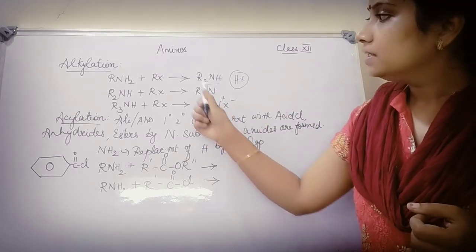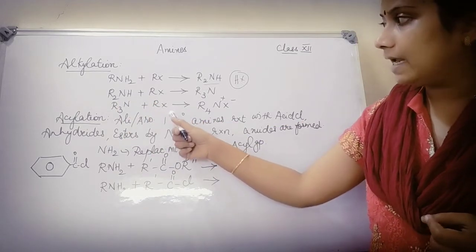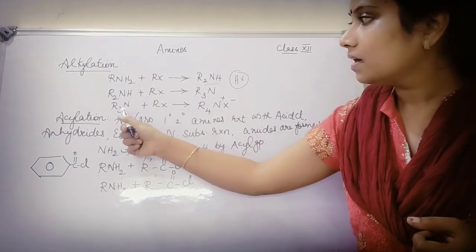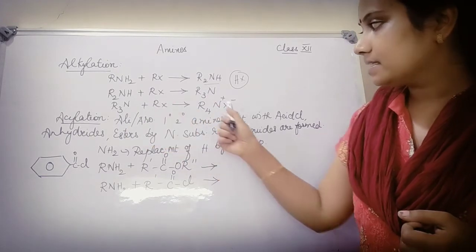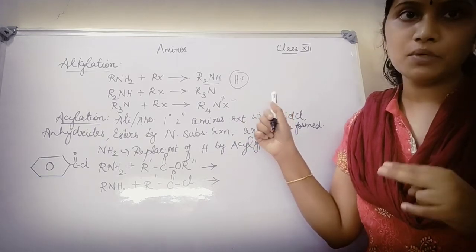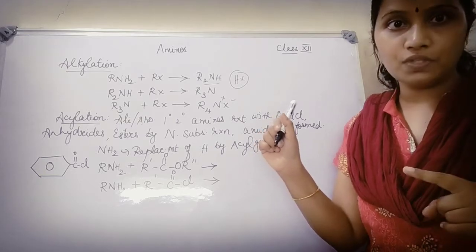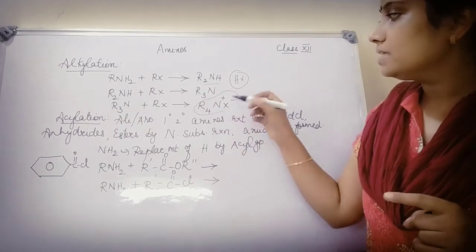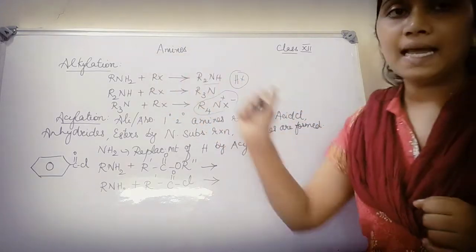Now this R3N, upon reaction with the alkyl halide, what is the product formed? R3 plus R, that is R4N, and X is there. Since X is a halogen, it is more electronegative, so it possesses a negative charge, and the nitrogen possesses a positive charge. What is this structure called? This is called a quaternary ammonium salt. So we have seen alkylation.